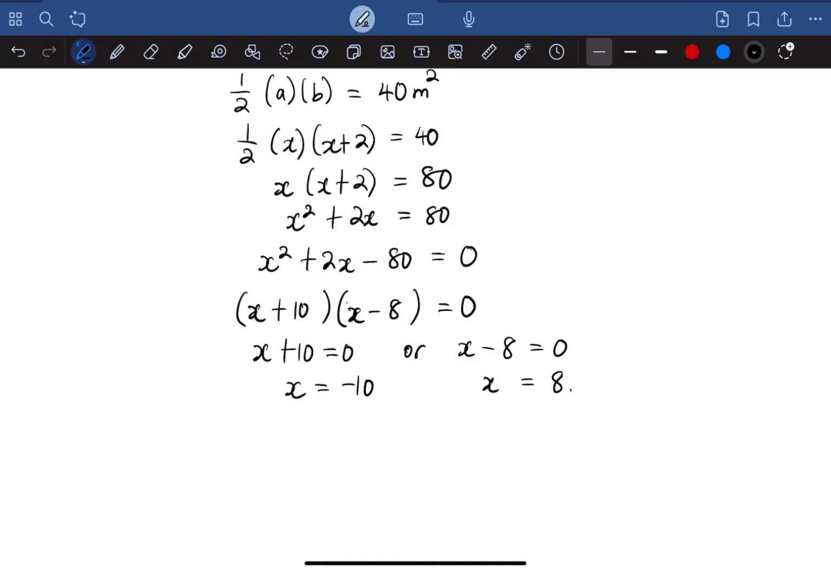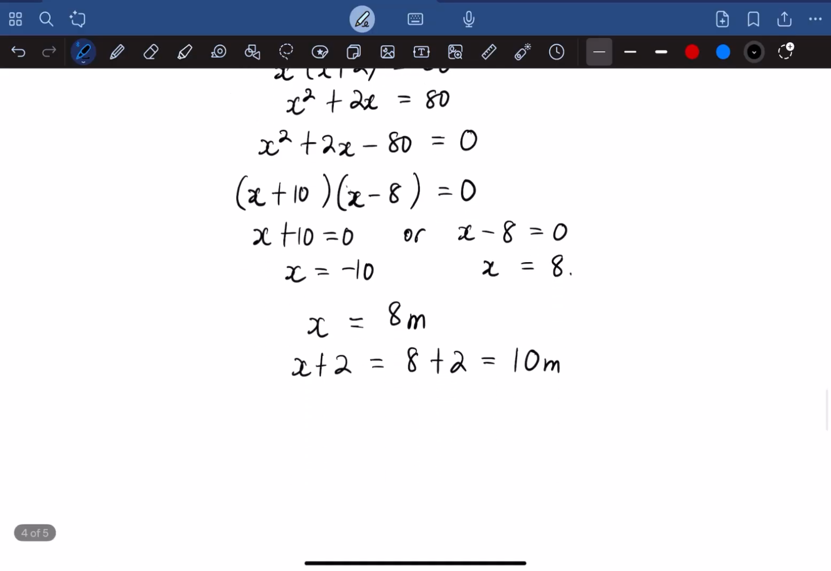We can't have a length of a negative number such as what we have here with negative 10. So that means our x is equal to 8 meters. Remember, we have x and x plus 2. So that is going to be x plus 2, which is 8 plus 2, and we get 10 meters. The two diagonals are 8 meters and 10 meters.